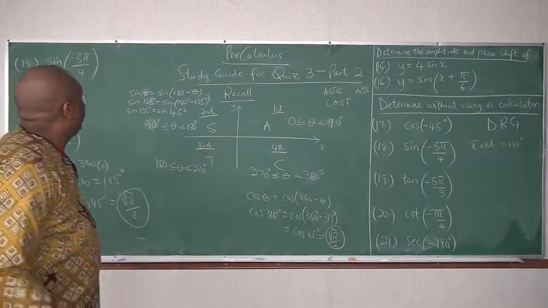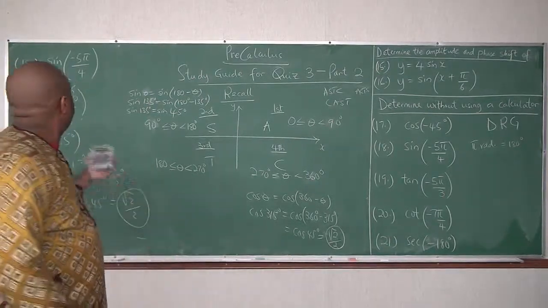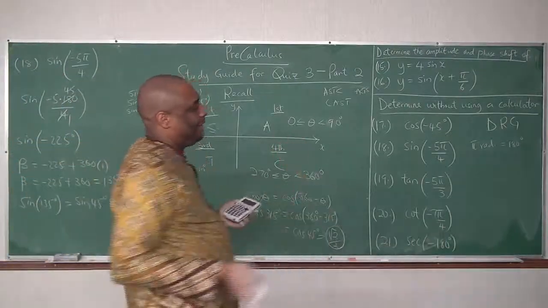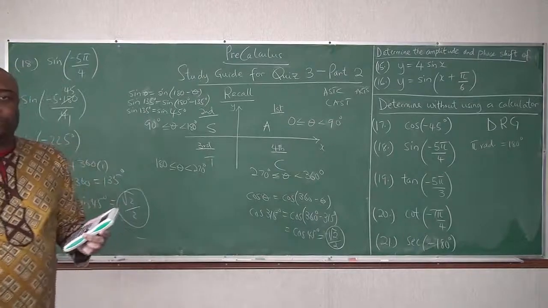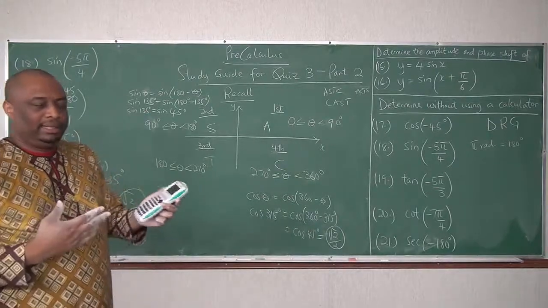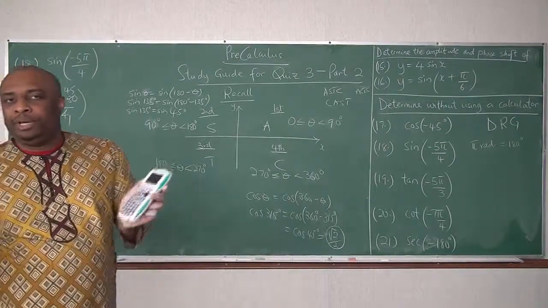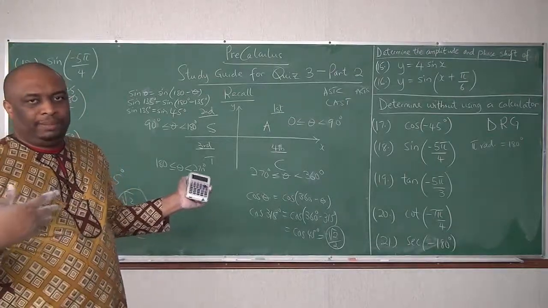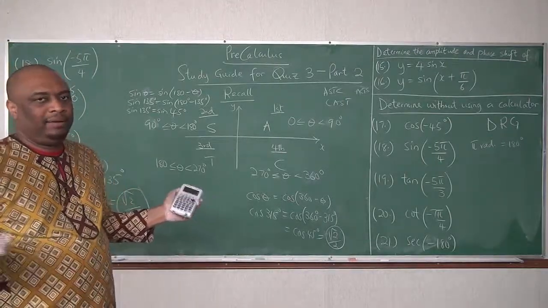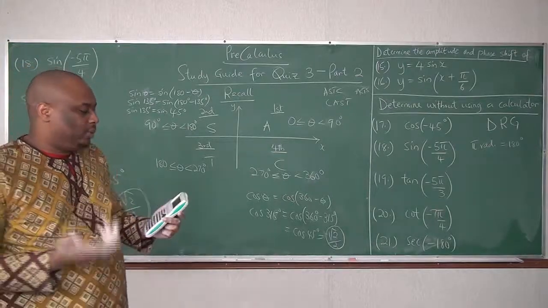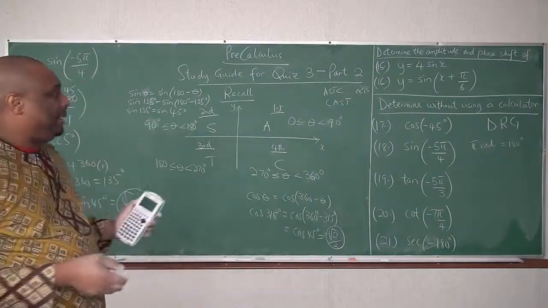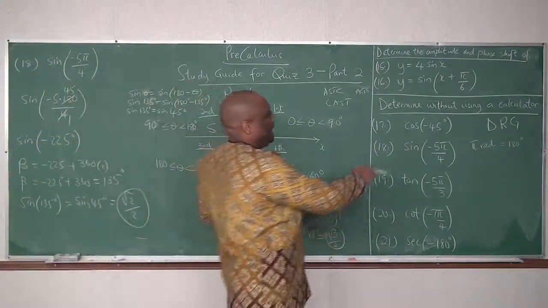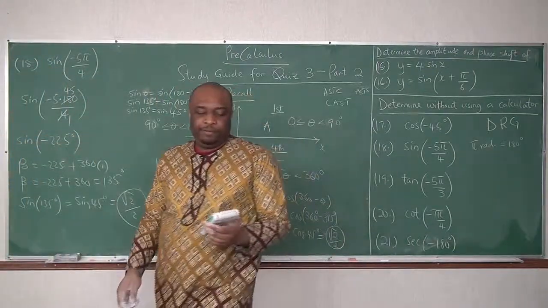Now, you can do this directly. I'm going to do it directly in radians, sine negative 5 pi over 4. If you have a problem doing it on your calculator, contact me and let me know the kind of calculator you have so we can work it out. But I like doing it directly. Sine negative 5 pi over 4.